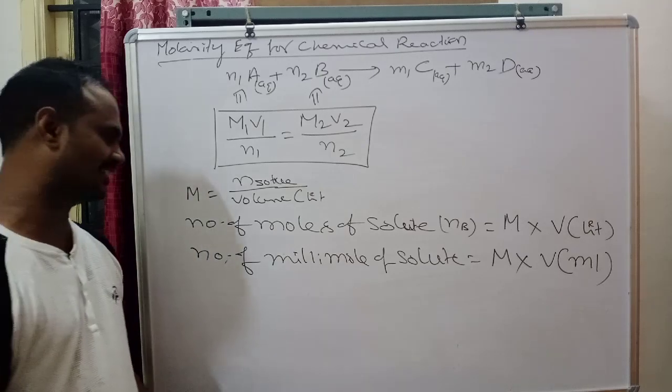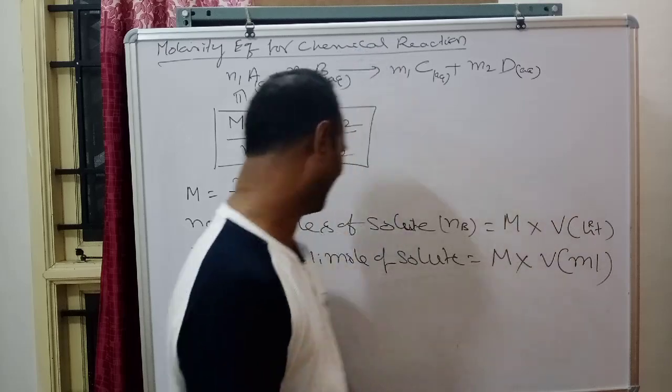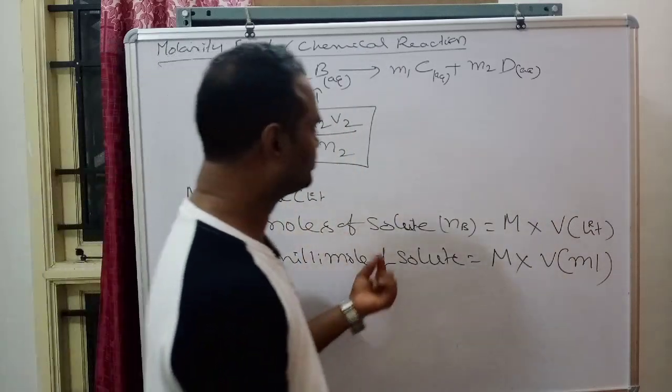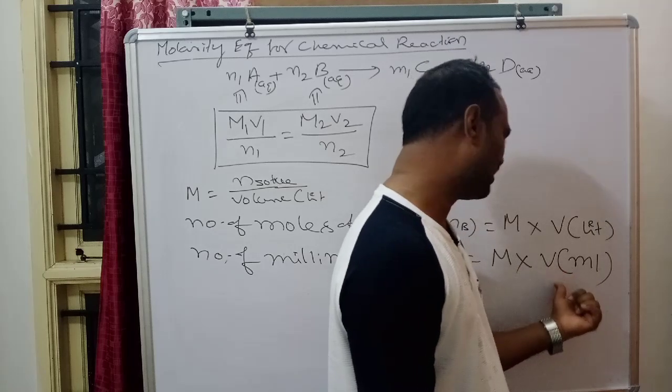Volume in milliliter. Number of moles of solute is equal to molarity times volume in liters. Number of millimoles of solute is equal to molarity times volume in milliliters.